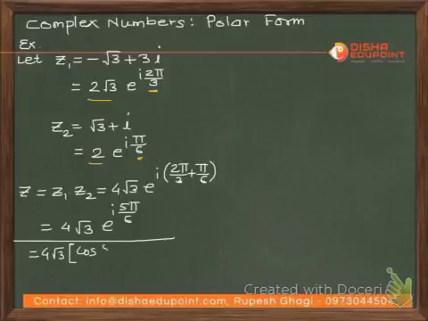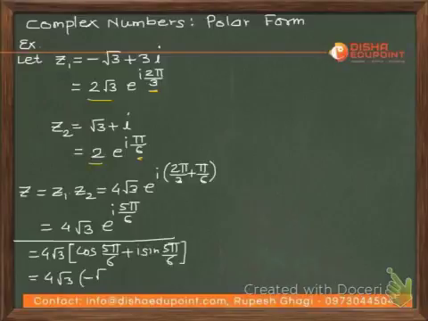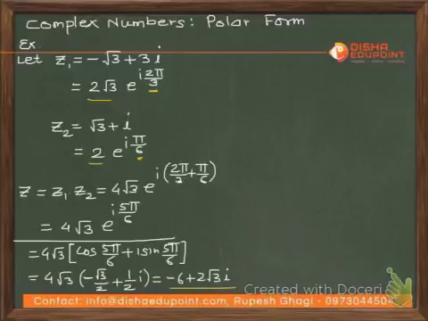Now can we convert this number again into the form of a plus ib? Okay, we can write this number as 4 root 3 cos of 5 pi by 6 plus i sin 5 pi by 6, which is equal to 4 root 3 into minus root 3 by 2 plus 1 half i, because cos 5 pi by 6 is equal to minus root 3 by 2 and sin 5 pi by 6 is equal to half. So we multiply this and we get the number as minus 6 plus 2 root 3 i.